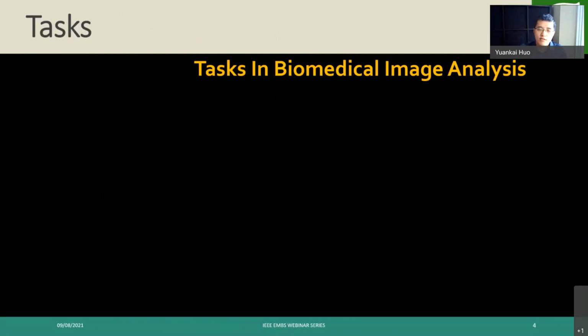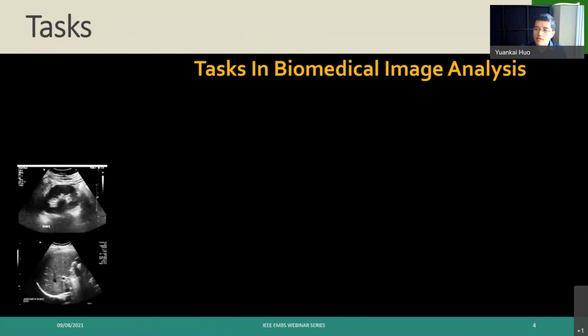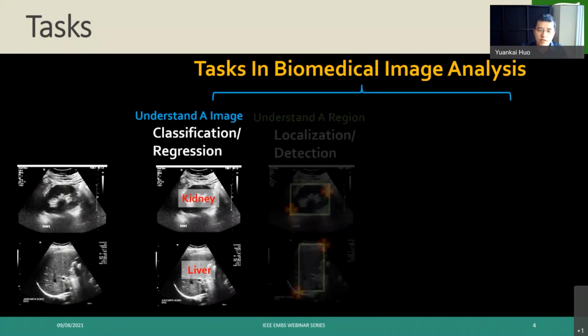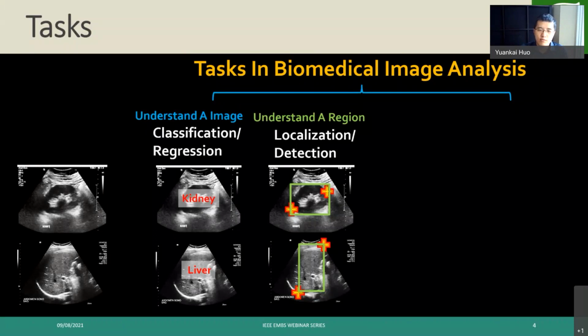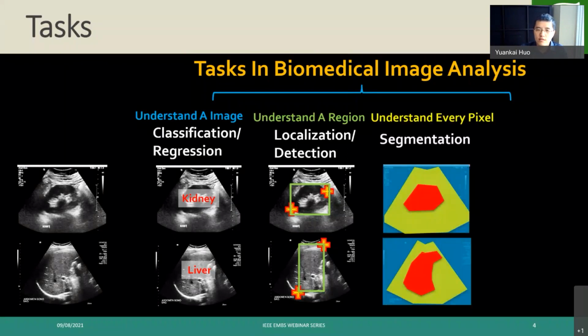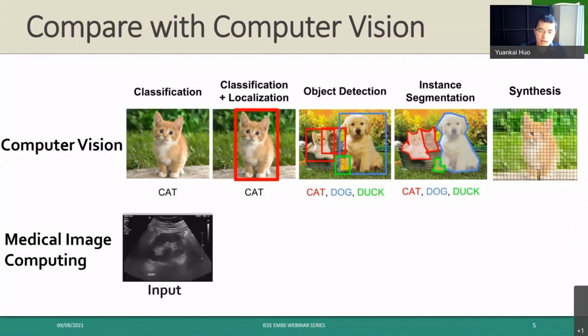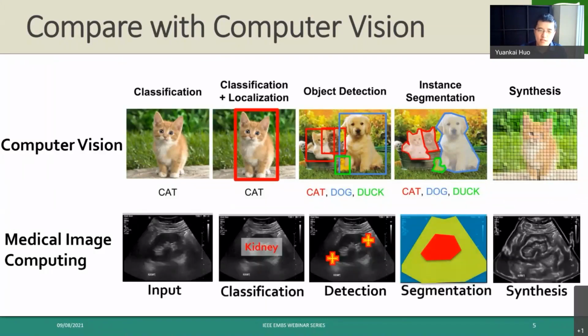In medical image analysis, we have several basic tasks. For example, we can understand the entire image, which is a classification problem or regression problem, or we can try to understand a region in a medical image. So, for example, we can do localization and detection. A more sophisticated task is that we can understand each pixel in the image, which means classification or segmentation. With the recent technique of GAN, we can do synthesis. But if we compare our tasks with computer vision, we see that most of the tasks are one-to-one corresponding to computer vision.